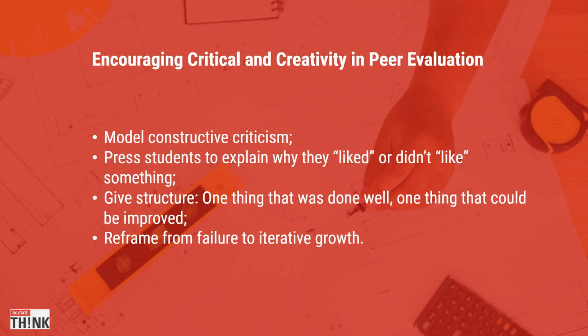You might find that students are hesitant to provide strong feedback to their peers for fear of being, quote, too hard on them. They might be more comfortable providing only positive feedback, saying that they, quote, liked something without explaining more specifically why. Some things we can do to ameliorate this would be to model constructive criticism, to press students to explain why they liked or didn't like something using specific language, to give students structure, such as having the students record one thing that was done well and one thing that could be improved. And it is always important to reframe students from thinking about failure to thinking about iterative growth.